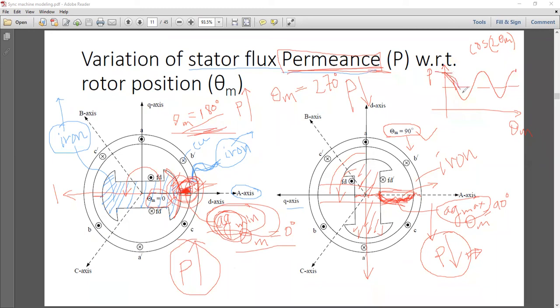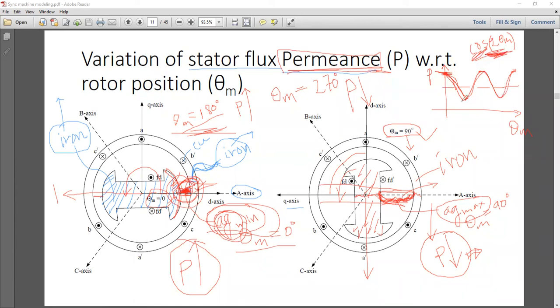So as a function of theta, it is a cosine, because at 0 it is at its peak. At 90, it is at its minimum. At 180, it is again at its peak. At 360, it completes its one cycle. So it is basically twice the angle, twice theta.